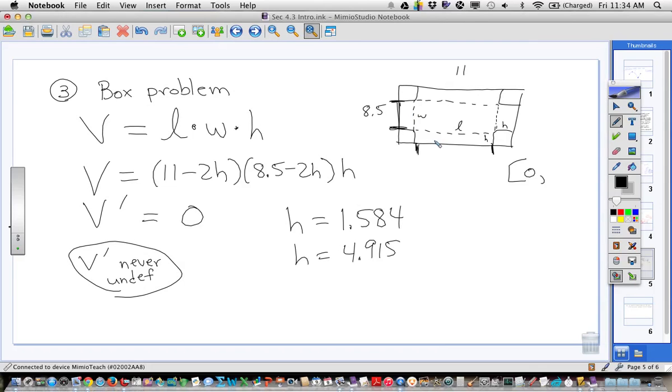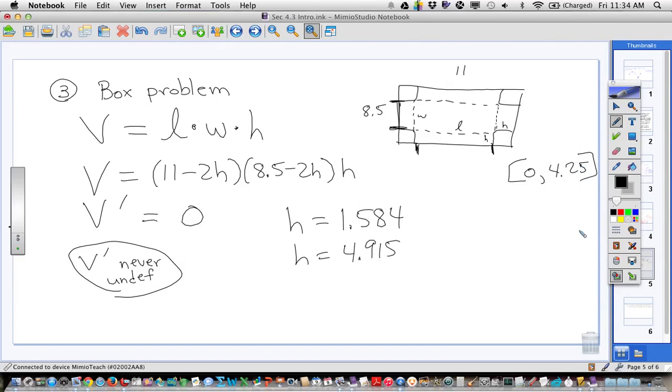Right? Because if I have an h of 4.25, that would take me to here where I would have nothing left. Right? If I cut out a 4.25 by 4.25, I would just have this thin strip and I have nothing to fold up. Right? In other words, this part right here would be 0, the 8.5 minus 2h. So 4.25 is the biggest h I can have.